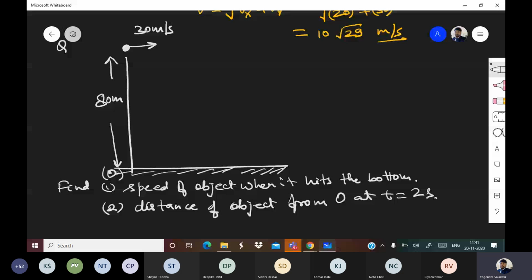Komal is saying speed will be 5 meter per second. Very nice, Komal. Very nice.